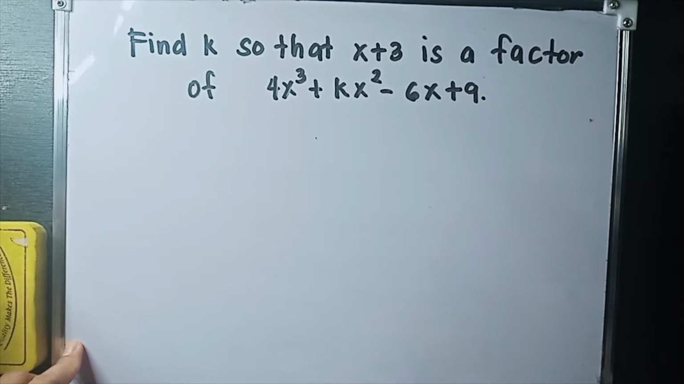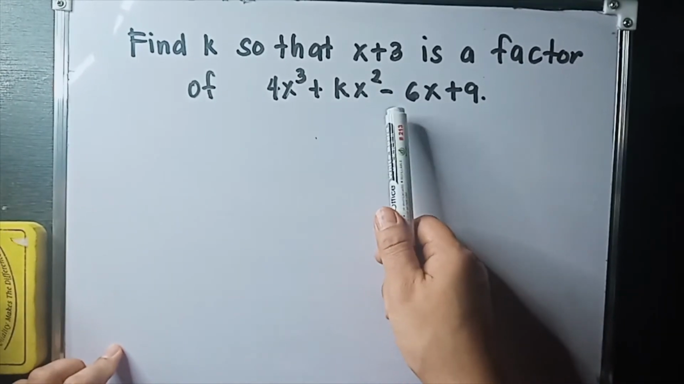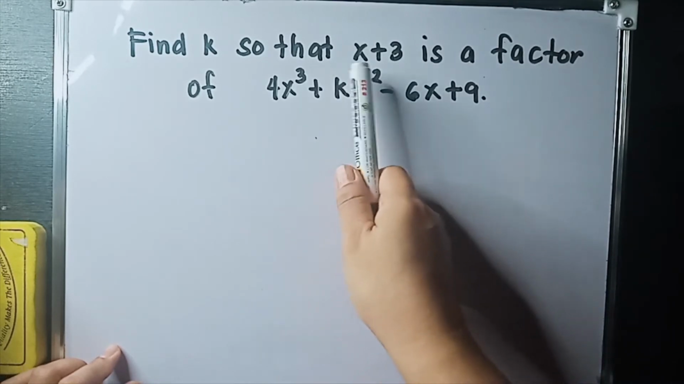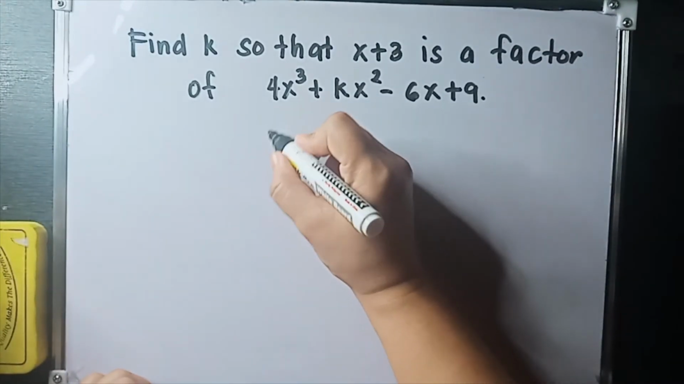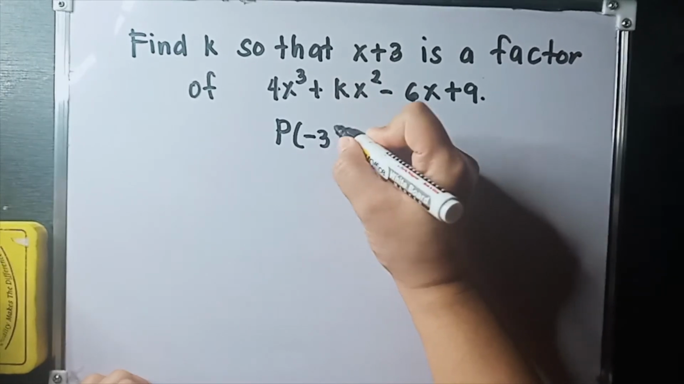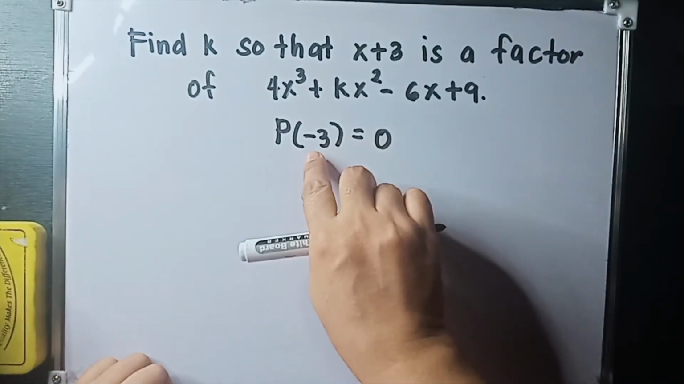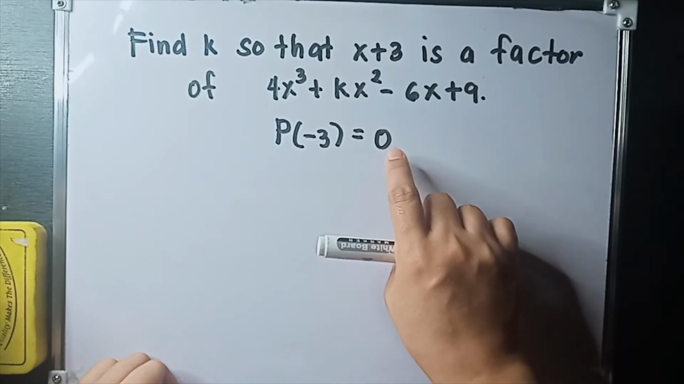Let us see how the factor theorem works with this example. We need to find the value of k so that x plus 3 is a factor of 4x cubed plus kx squared minus 6x plus 9. To show that x plus 3 is a factor of the given polynomial, we must prove that p of negative 3 is equal to 0. Or, when we substitute negative 3 into this equation, we must obtain a value which is 0.